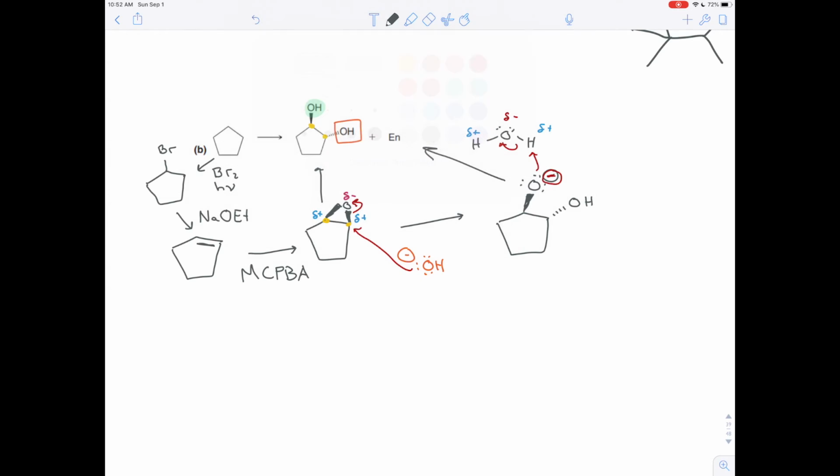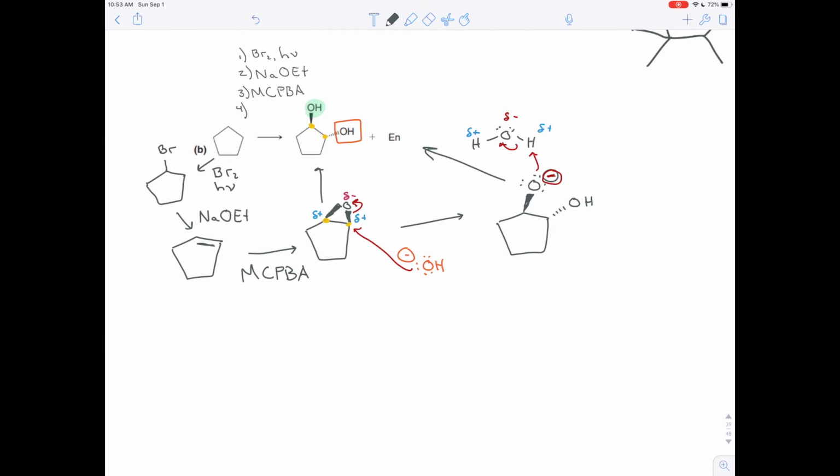The answer to this is first, you add Br2 and H nu. That puts the bromine onto the alkane. Second, you need to add a base. I chose sodium ethoxide, NaOEt. That rips the hydrogen off here, which kicks the bromine off and adds the pi bond. Once you have the pi bond, you'd add a peroxy acid like MCPBA. That turns the alkene into an epoxide.